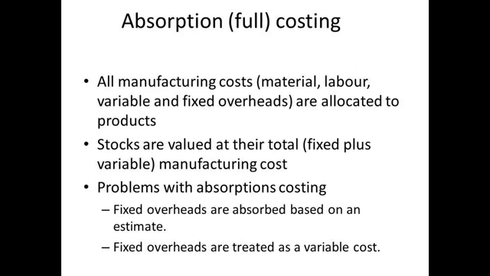With absorption costing, all the manufacturing costs will be allocated to the product. This means materials, labour, and all overheads. Any inventory will be valued at the total manufacturing cost. One problem that you may think of immediately is that overheads are usually based on estimates, since the actual cost is never known until after the production.